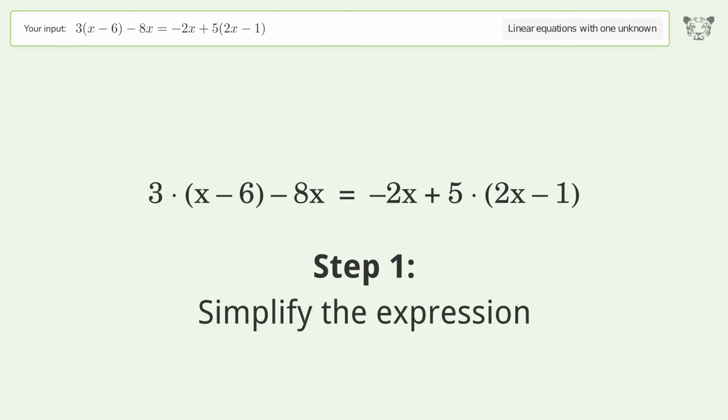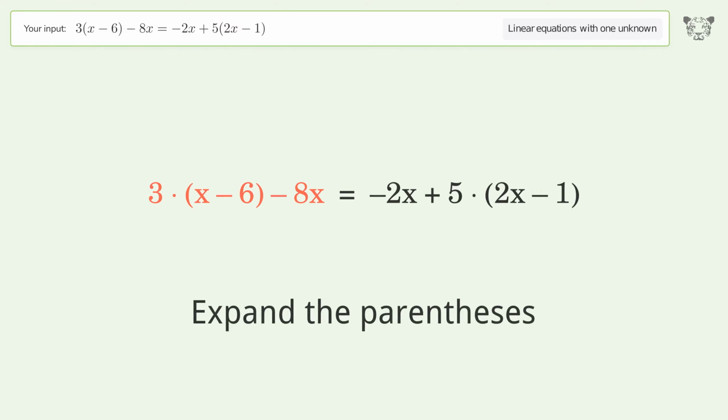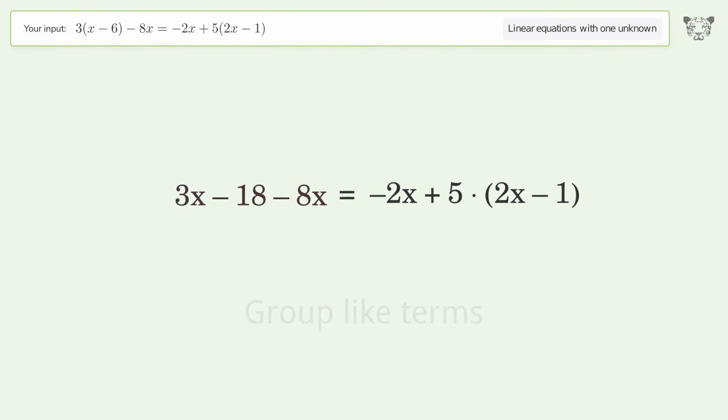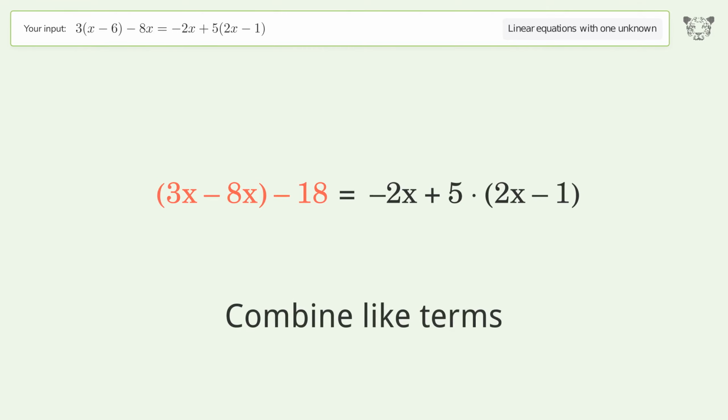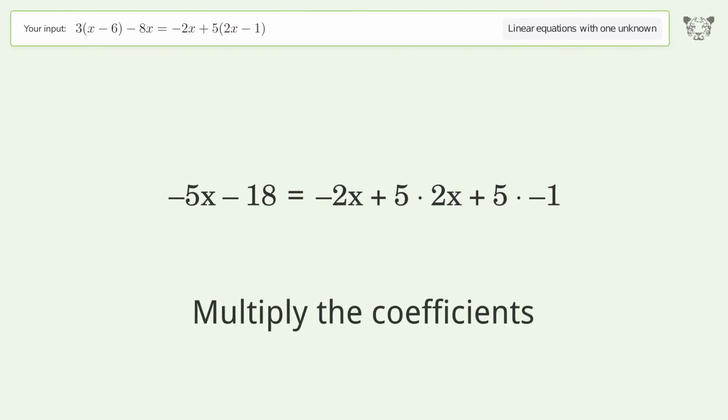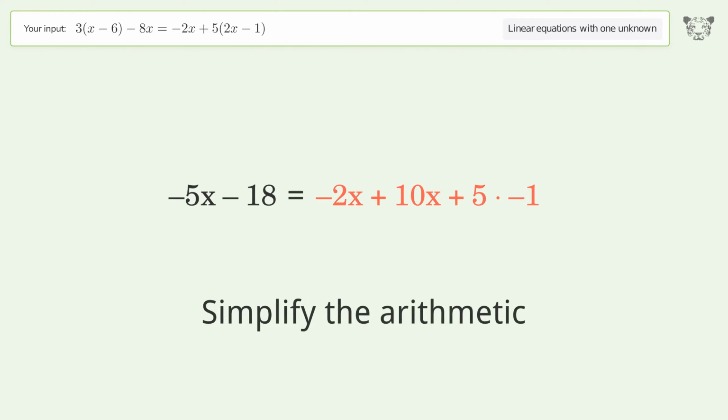Simplify the expression. Expand the parentheses. Simplify the arithmetic. Group like terms. Combine like terms. Expand the parentheses. Multiply the coefficients. Simplify the arithmetic.